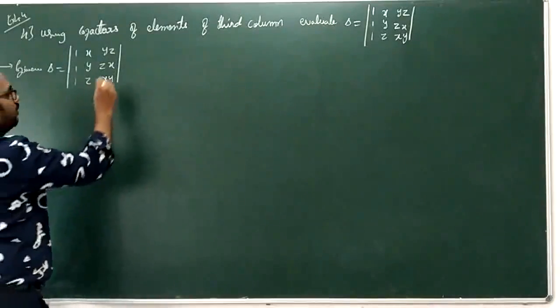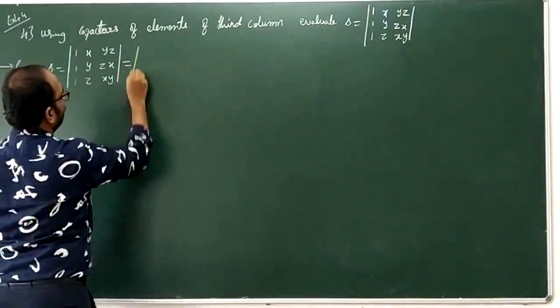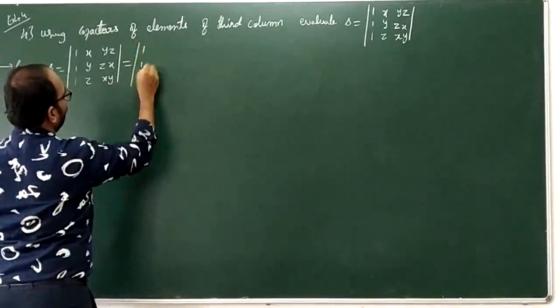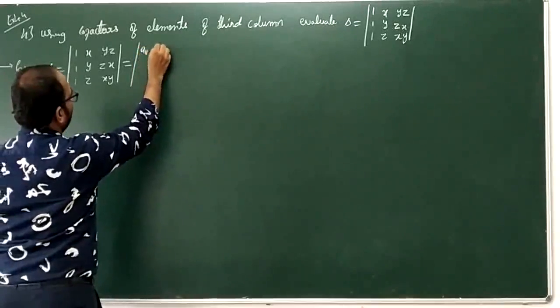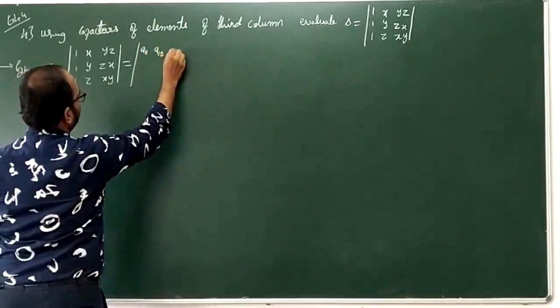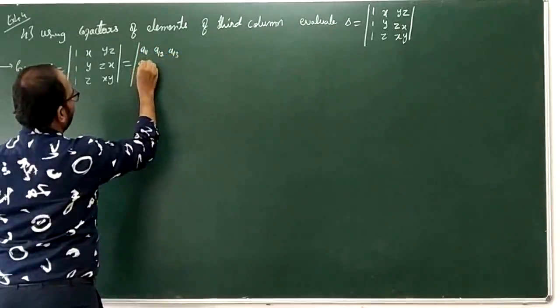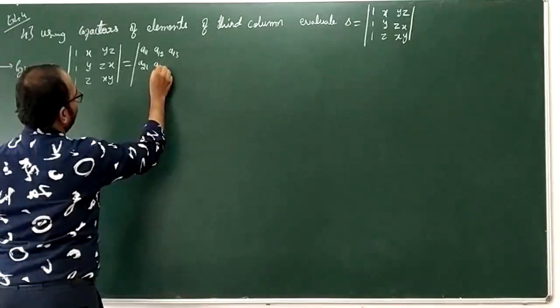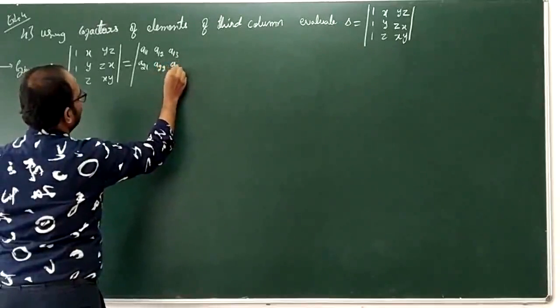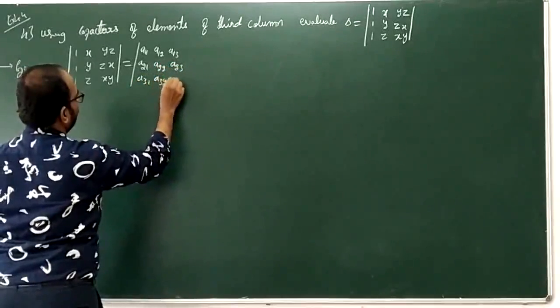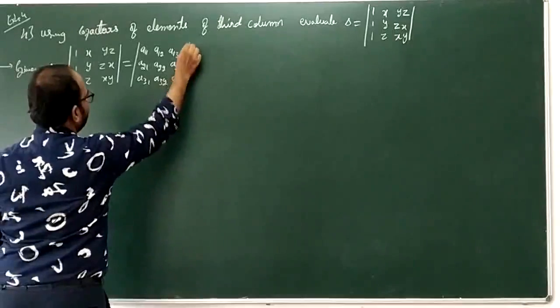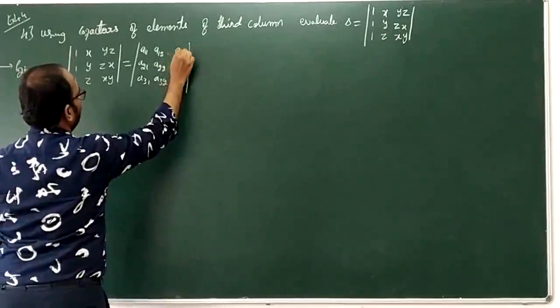Sorry, the general formula is a11 a12 a13, a21 a22 a23, similarly a31 a32 a33.